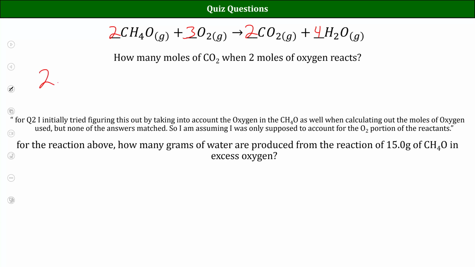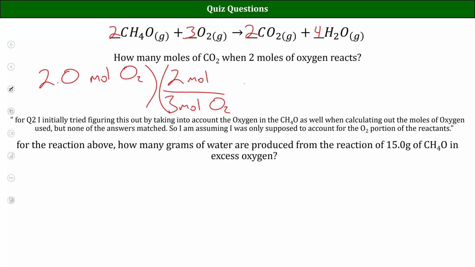So if we have 2.0 moles of oxygen reacting, and I want to know how much CO2, for every 3 moles of oxygen, that's 2 moles of CO2 just from the balanced reaction. All of these stoichiometry steps are always just making a conversion out of the coefficients of the balanced reaction. So that'll be 4/3 or 1.33 moles of CO2.